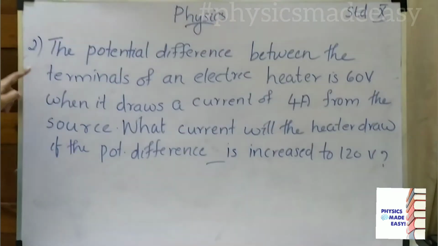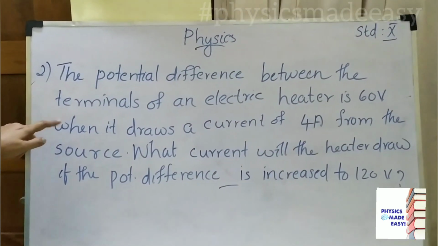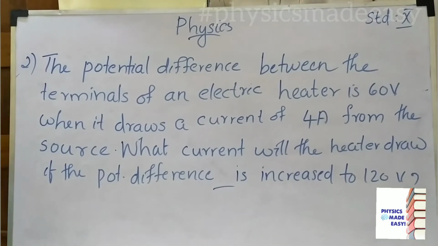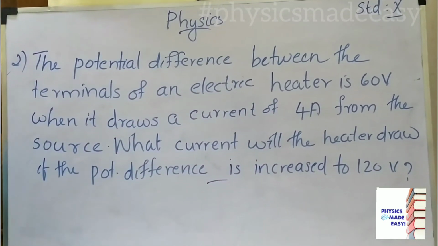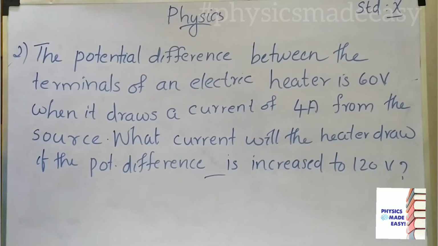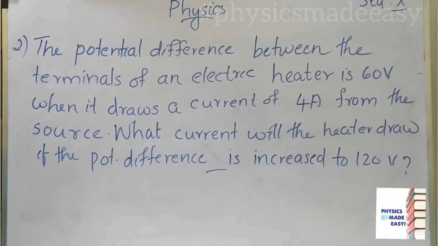Another one question. The potential difference between the terminals of an electric heater is 60 volt when it draws a current of 4 ampere from the source. What current will the heater draw if the potential difference is increased to 120 volt?